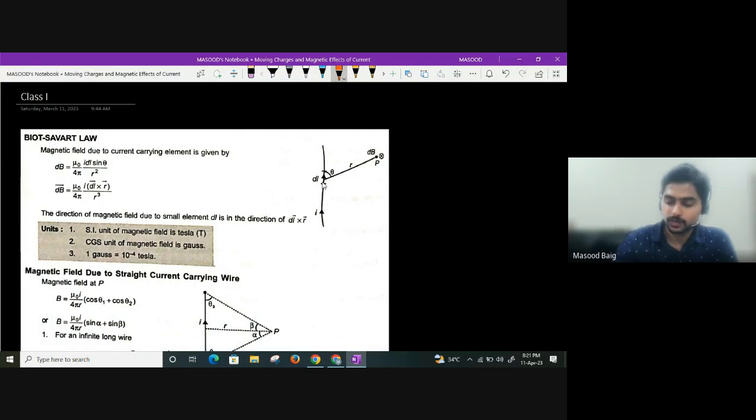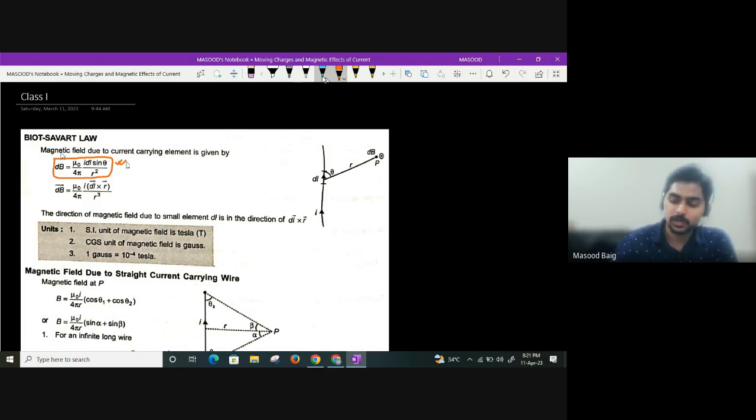So whenever you try to find out the magnetic field due to a current carrying element, in magnitude it will be given as mu naught by 4 pi, I dl sine theta divided by r square. This is the magnetic field due to a small current carrying element, guys.